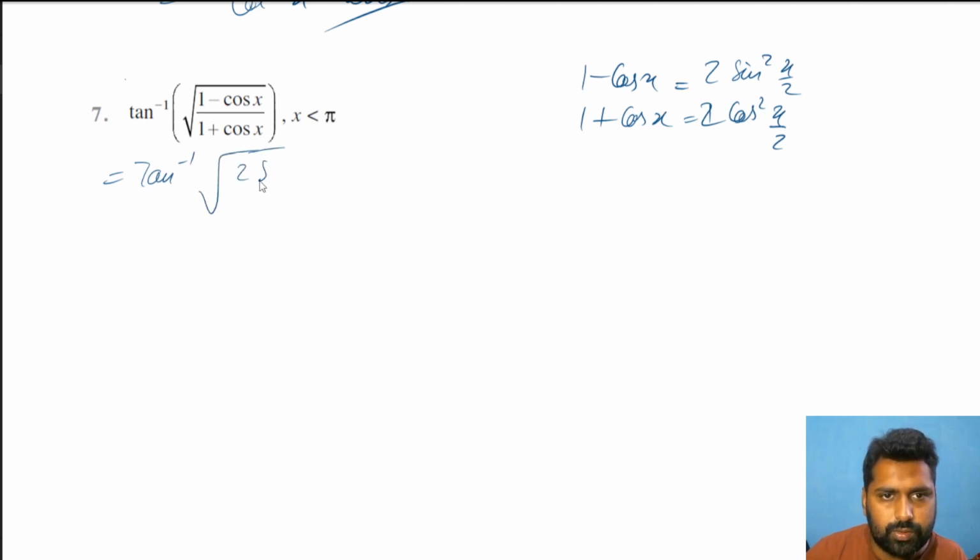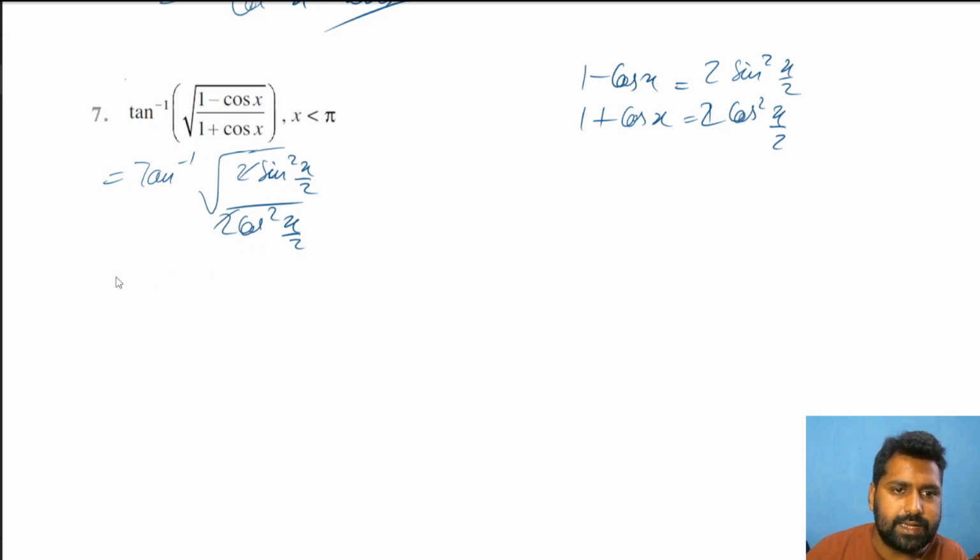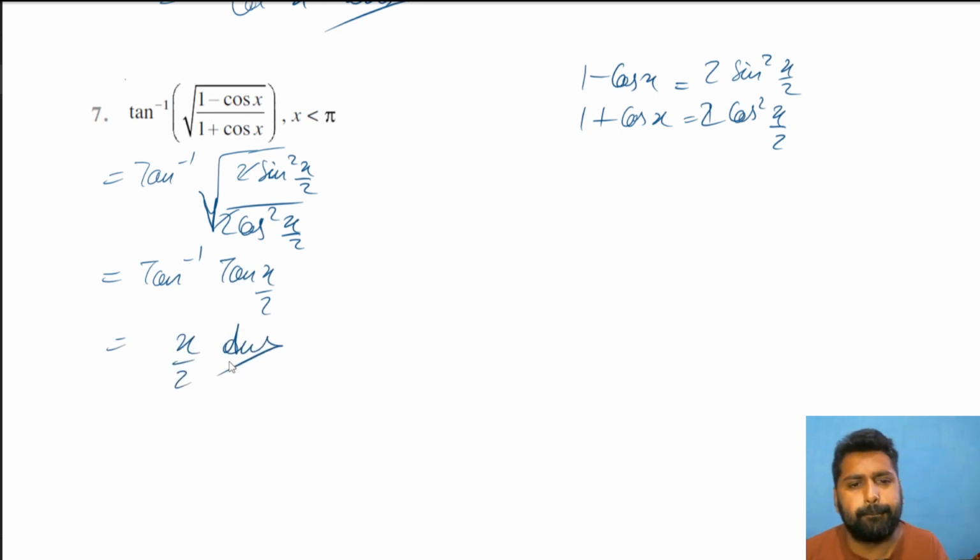Square root of 2 sine square x by 2 over 2 cos square x by 2. 2 cancels. Sine by cos is tan square, that will cancel the square root, so that becomes tan inverse tan x by 2. Square will cancel square root, and this is the complete square root. So tan inverse and tan will cancel, so the answer is only x by 2. Simple enough.